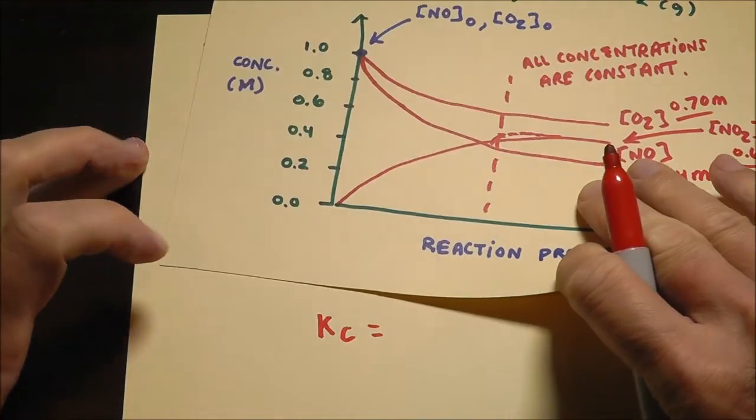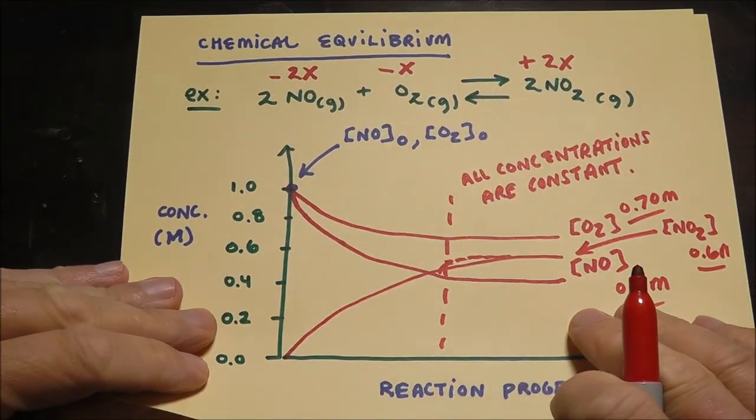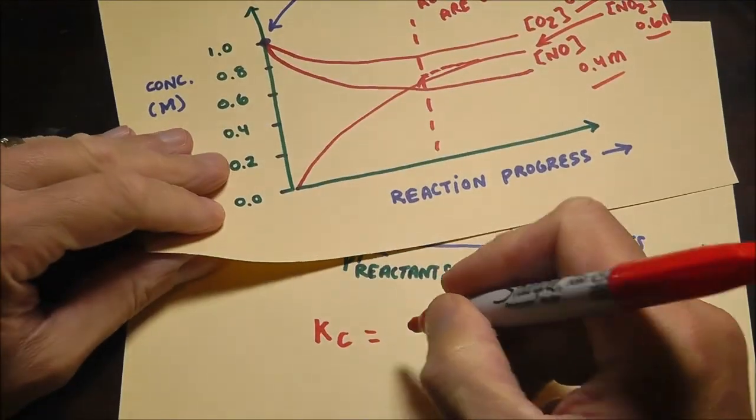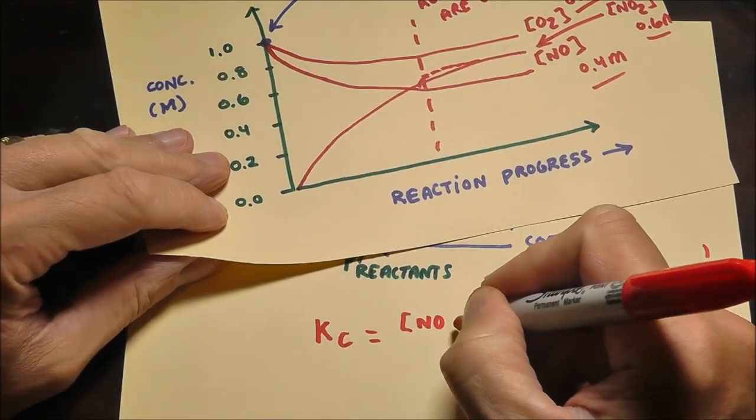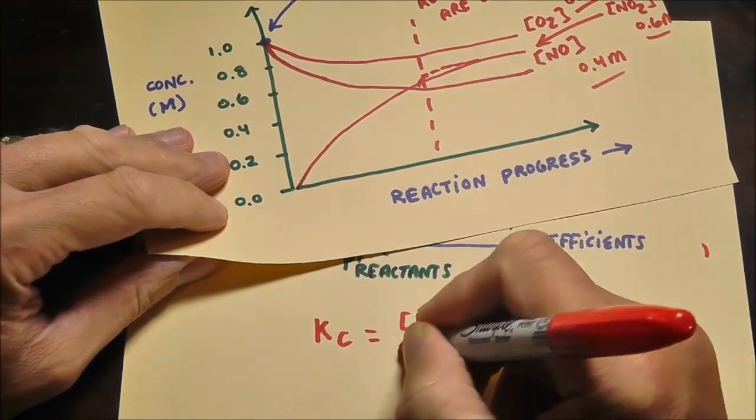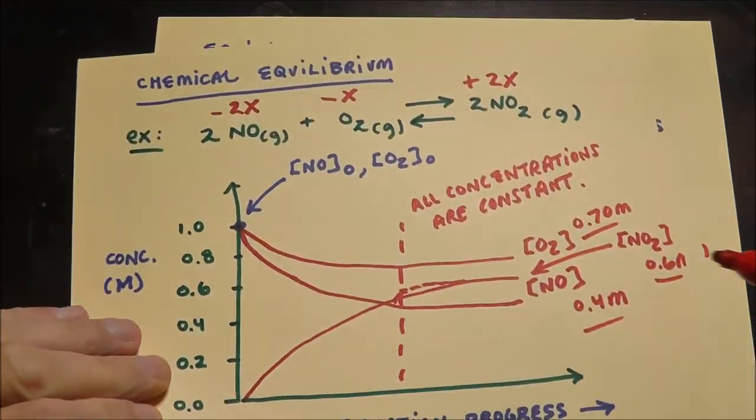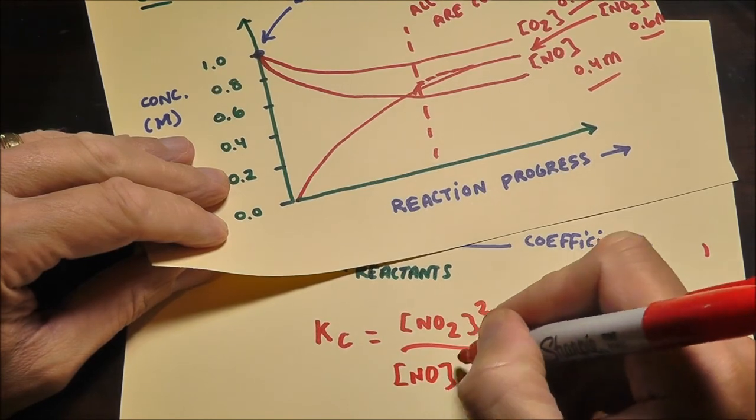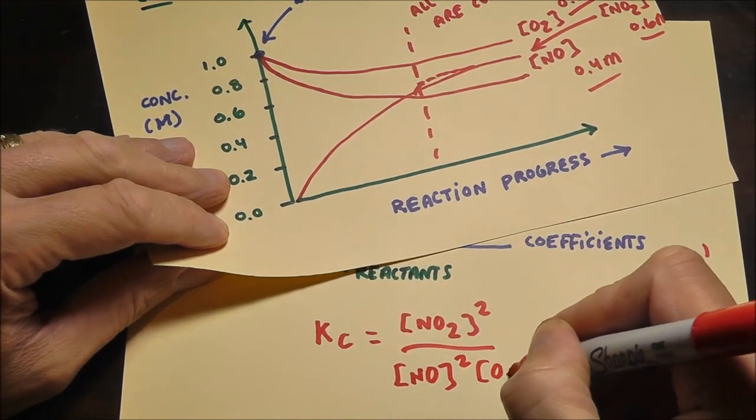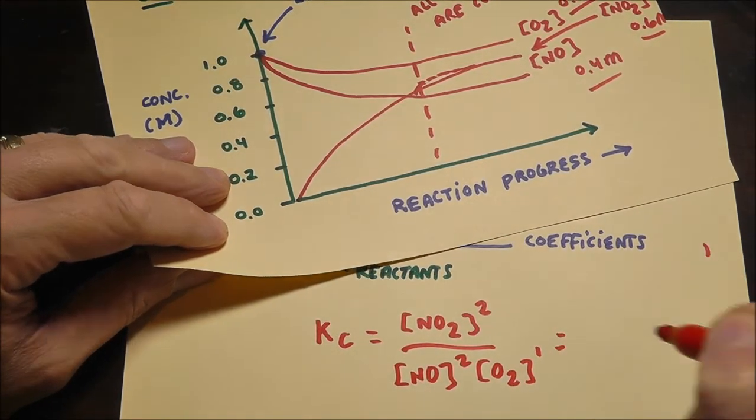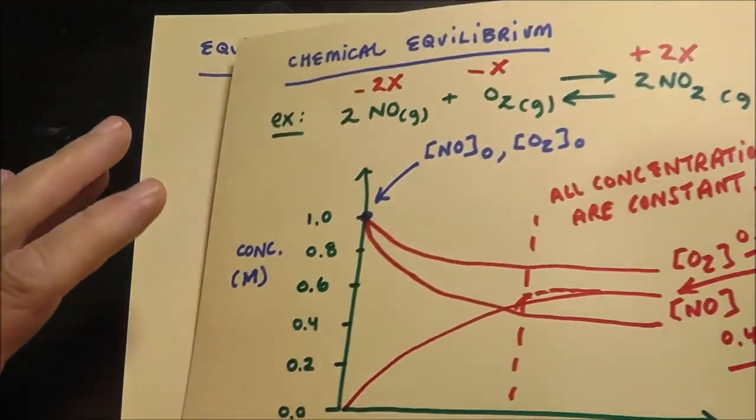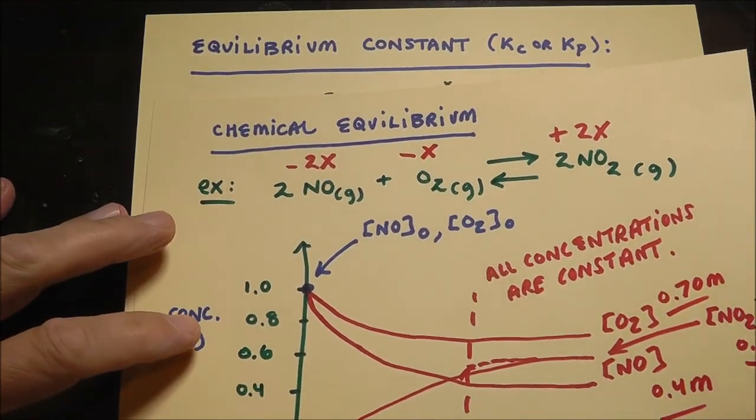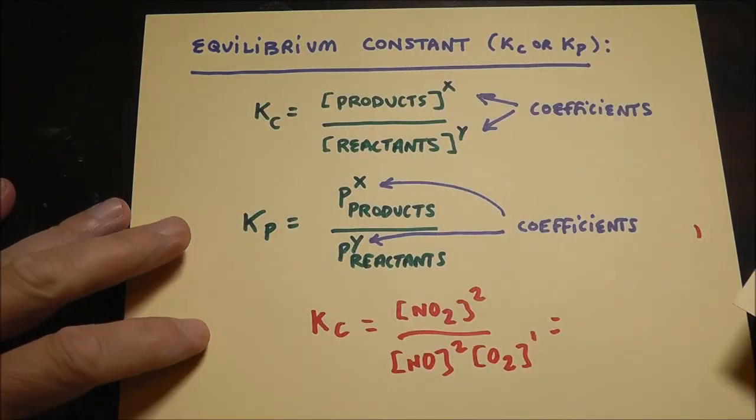It would be the concentration of NO2 squared, divided by the concentration of NO squared, divided by the concentration of O2 to the 1 power. And that's what we would do for that particular reaction, because it has a couple of coefficients of 2 in there.